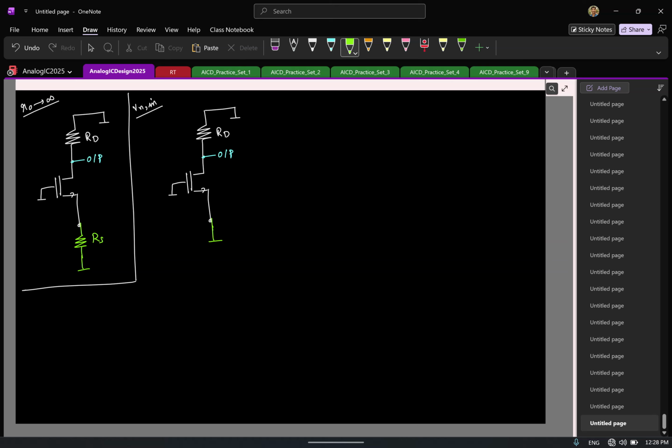So again, you try to model the noise sources in the circuit. I have two noise sources: one is the transistor, the other is the drain resistor. And let us say I'm interested in finding the short circuit output current. So I'll call these INM and INRD.